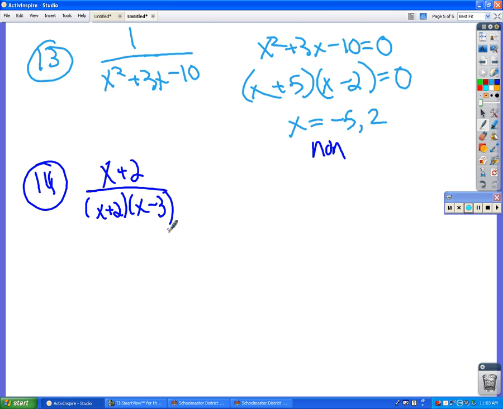Yeah, I was happy with that. So it's got discontinuities at -2 and at 3. And since I can cancel the x plus 2s, the -2 is removable, and the 3 is not.